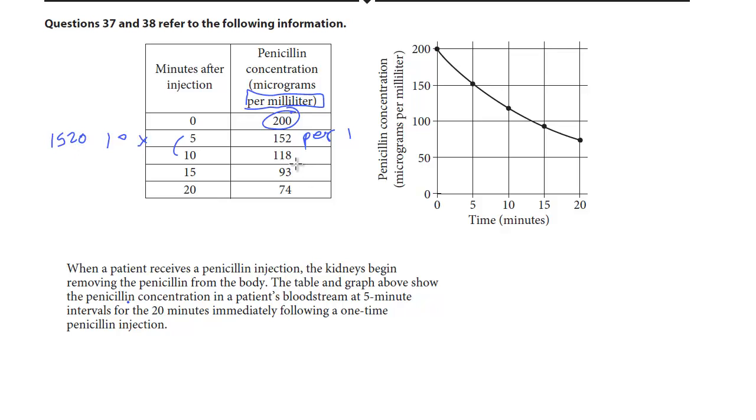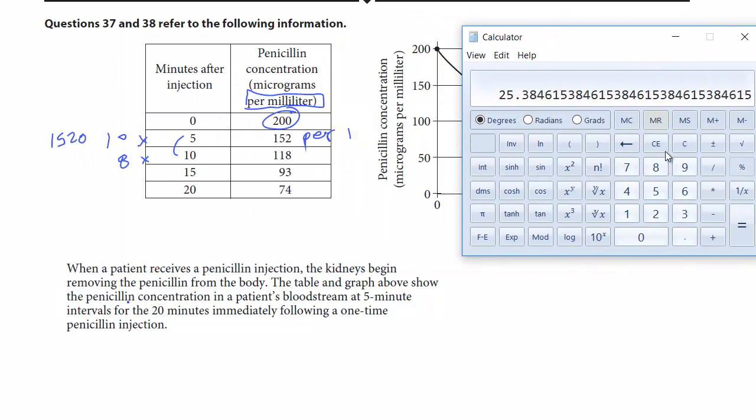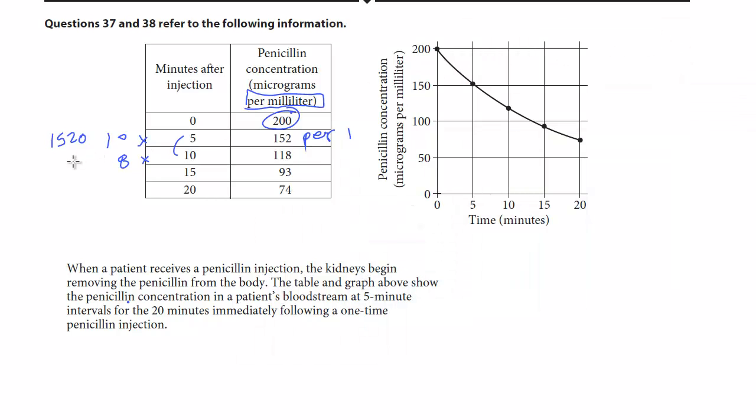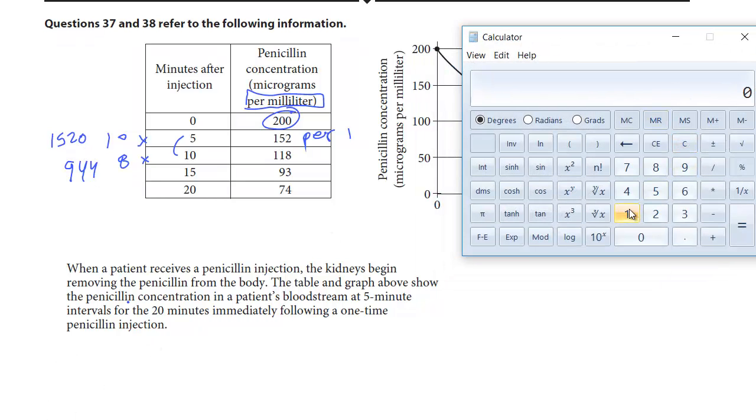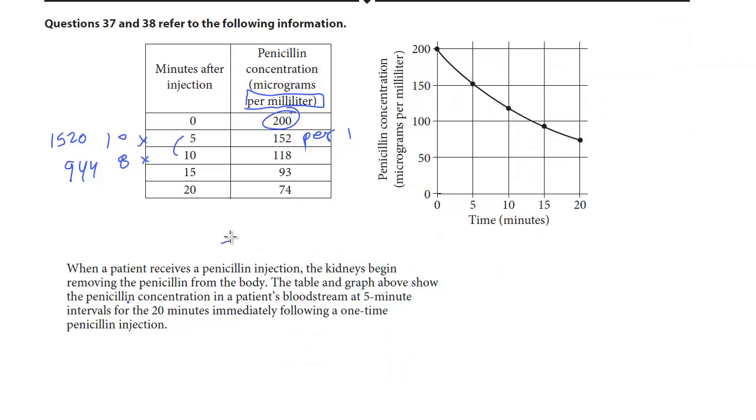Now, 10 minutes after, we want to see 8 milliliters. And so again, this is per 1, so we have to multiply this one by 8. And I'd use your calculator for this. So here we have 118 times 8, and that'll give us the amount 944. All right, and so we just have now to subtract these. So 1520, you could just use your calculator again for this one so you don't make a mistake. So 1520 minus 944, the answer is 576. That's what you would grid in for number 37. All right, let's take a look at number 38.